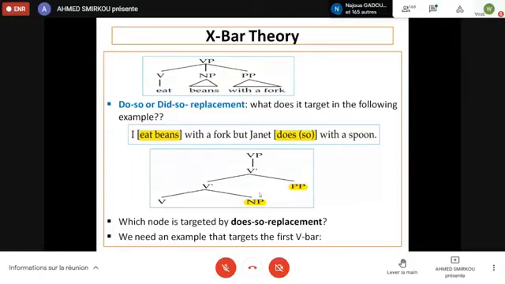Now we need to find a node that includes all of them. And this is the V-bar, the first one, this one. And if you add with a spoon, you exclude with a fork. In that case, you target only eat beans. We need a node that includes only eat beans. It is the lower V-bar. I think it's clear. Any question?